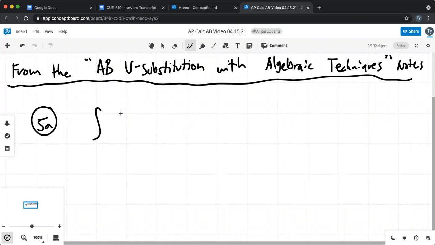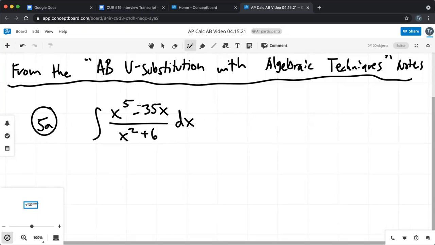5a asks us to find the integral of (x to the 5th minus 35x) divided by (x squared plus 6) dx. So you might try U-substitution, but you'll quickly find out that if I pick the bottom to be u, we'll get a derivative du as 2x. That looks nothing like this x to the 5th term up here.